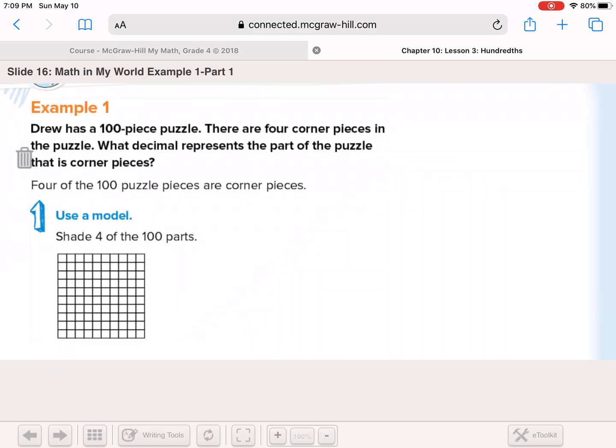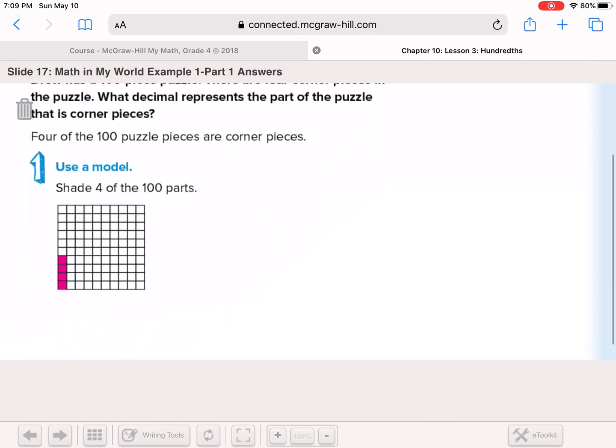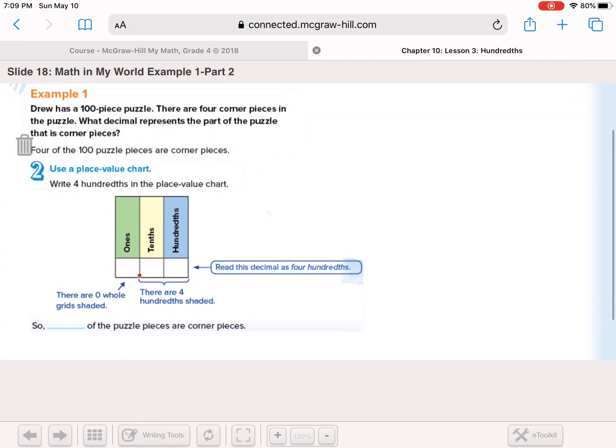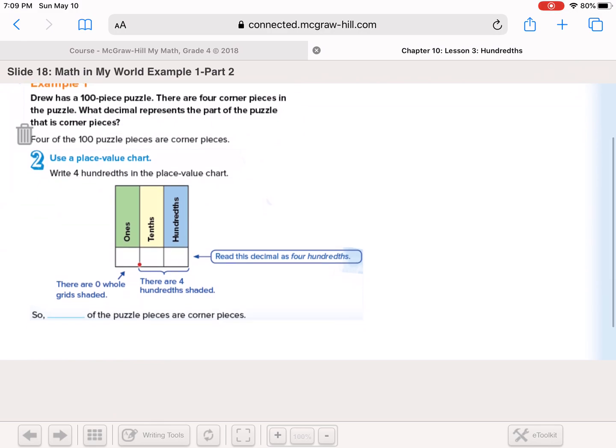All right, so this is Math in My World, and this is on page 643. Okay, 4 out of the 100 puzzle pieces are corner pieces. Shade 4 of the 100 parts. So I'll go to the next slide, and it makes it so easy for you. You just shade in 4 of the 100 parts. Drew has a 100-piece puzzle. There are 4 corner pieces in the puzzle. What decimal represents the part of the puzzle that is corner pieces?